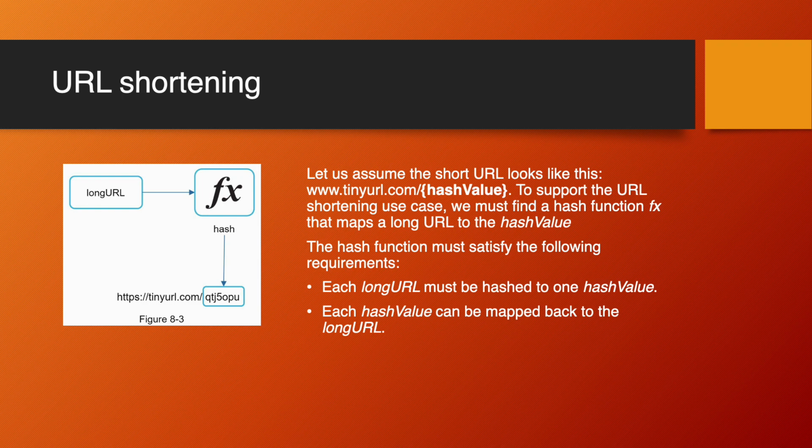Now, how to do the URL shortening? Let's assume that the short URL looks something like this, www.tinyurl.com/hash value. To support the URL shortening use case, we must find a hash function fx that maps the long URL to the hash value. The hash function must satisfy the following requirements. Each long URL must be hashed to only one unique hash value. Each hash value can be mapped back to the long URL.